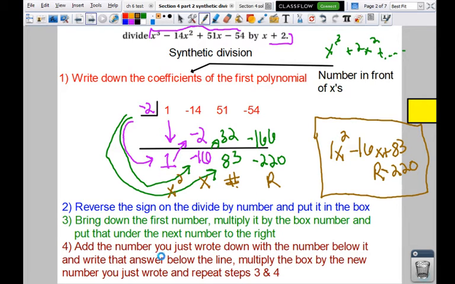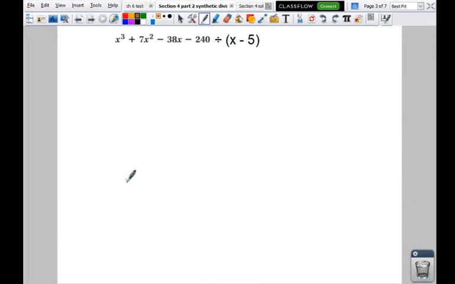Alright, so we're going to do this next one. We're going to take x to the third plus 7x squared minus 38x minus 240, and we're going to divide it by x minus 5. So my first thing is I have to set up my synthetic division problem. I'm going to take my coefficients in this first one and put them in a line. 1, 7, negative 38, negative 240.